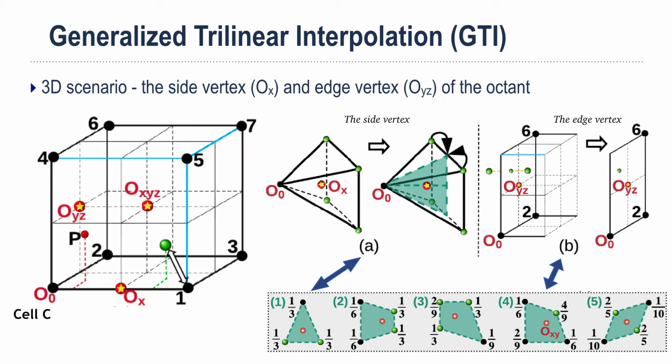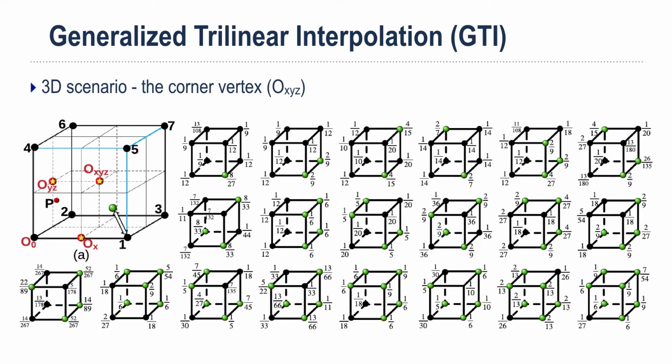Similarly, each edge vertex of the octant, for example OYZ, is shared by 4 neighboring cells. Depending on which neighbors are refined, the interpolation can be simplified to 2D cases 2 to 5. For the corner vertex, OXYZ is shared by 8 neighboring cells, and 20 cases emerge for computing its value depending on which neighbors are refined.